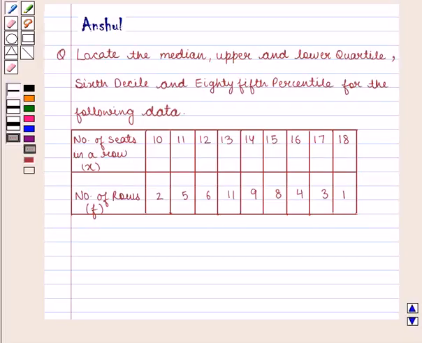In this session, we are going to discuss the following question. The question says: locate the median, upper and lower quartile, 6th decile and 85th percentile for the following data. Here, the distribution is given such that the number of seats in a row is given from 10 to 18 with the corresponding number of rows given as 2, 5, 6, 11, 9, 8, 4, 3, 1.